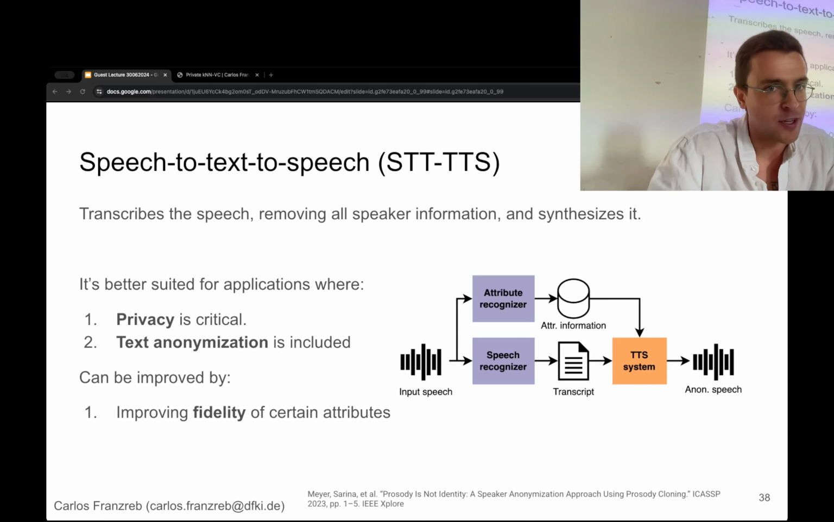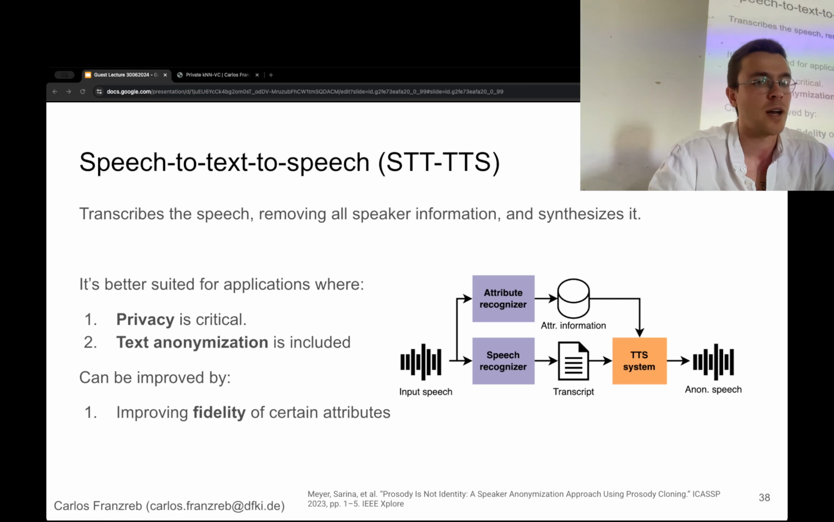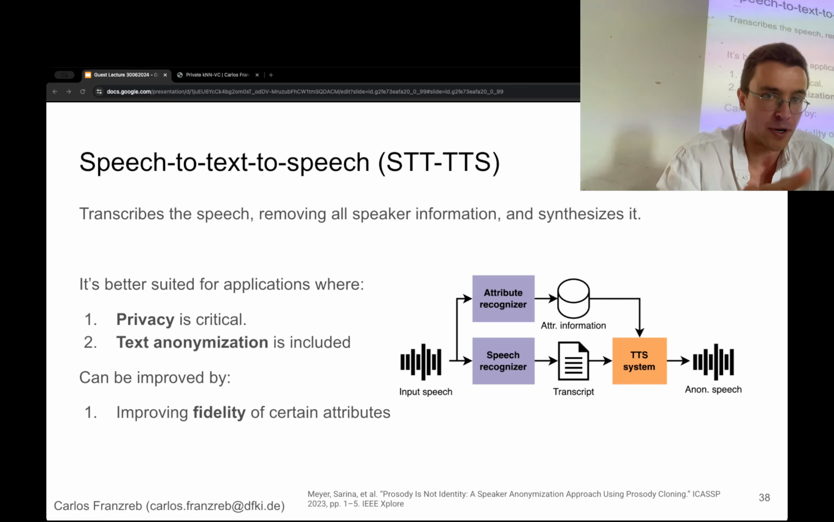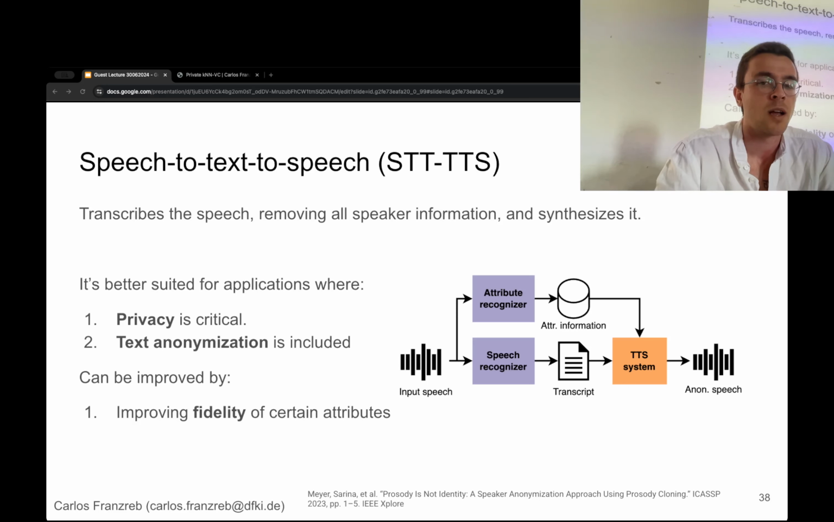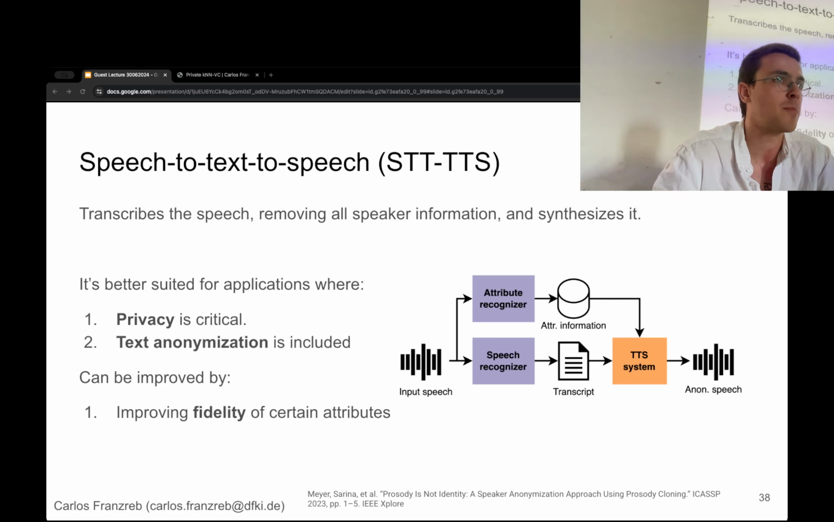Looking more in detail into this STT-TTS approach, it is of course better suited for scenarios where privacy is paramount. It is also easier to combine with text anonymization approaches, which is interesting for a lot of use cases. And as I said, for it to be improved for anonymization, you have to improve fidelity. You could do that, as depicted in the figure in the upper channel, by recognizing some attributes from the input speech, anonymizing them in any way, and then feeding them back into the anonymized speech. You could do that with emotion, and with other kinds of information as well.